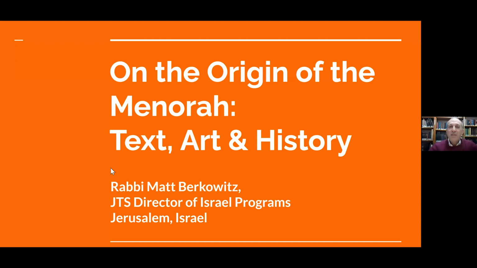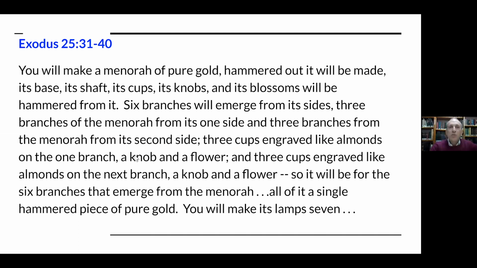On the origin of the menorah, text, art, and history. So where do we begin? We begin back in Torah with Exodus chapter 25, verses 31 through 40, where we have this very full description of the construction of the menorah in the context of the tabernacle, of the Mishkan.